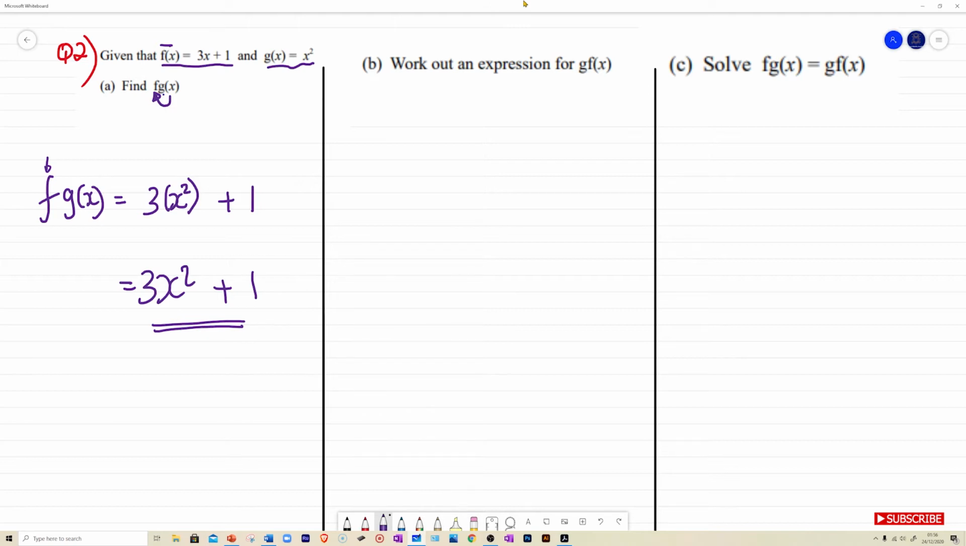And now for b, we are asked to find an expression for gf of x.